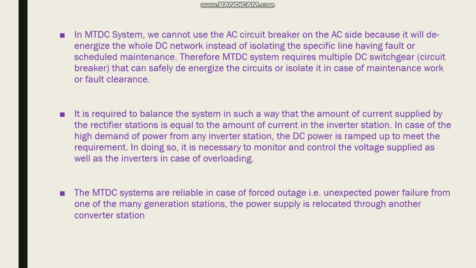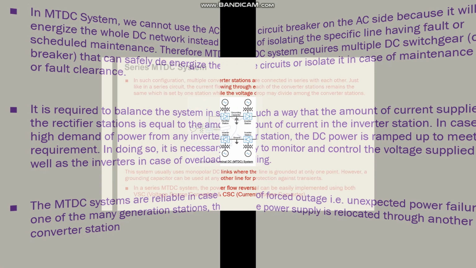It is also required to balance the system in such a way that the amount of current supplied by the rectifier station is equal to the amount of current in the inverter station. In case of a high demand of power from any inverter station, the DC power is ramped up to meet the requirement. It is necessary to monitor and control the voltage supplied as well as the inverter in case of overloading. The MTDC systems are reliable in case of forced outage, that is unexpected power failure from one of many generation stations. The power supply is relocated through another converter station.